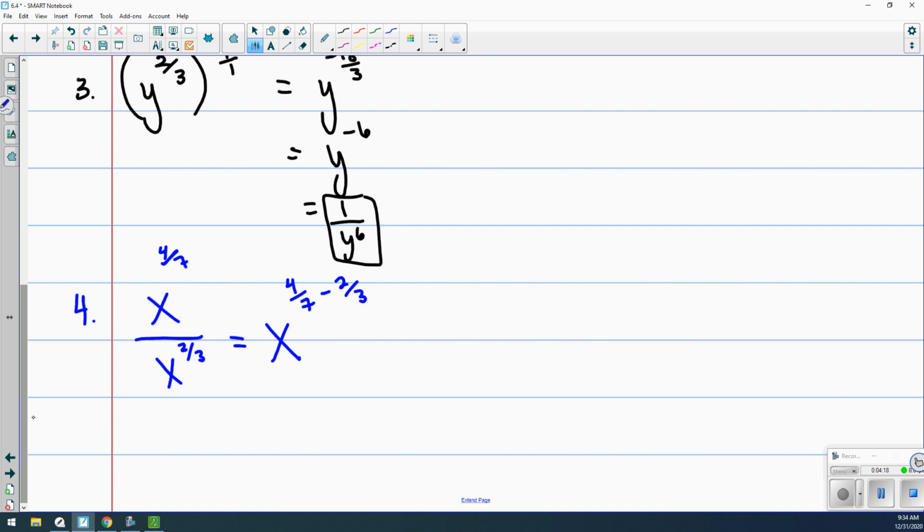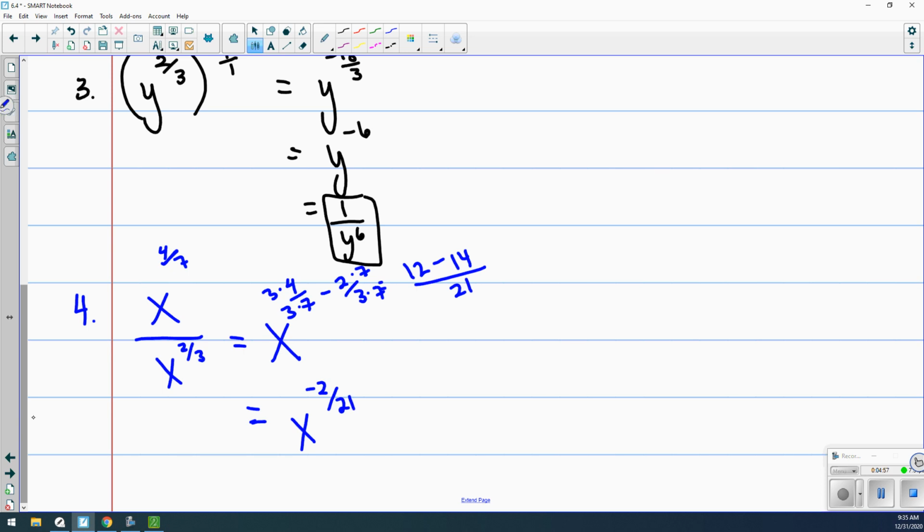4/7 minus 2/3. So I'm going to do this old school and do the fraction work myself. I'm going to create a common denominator. My common denominator would be 21. 7 times 3 is 21. Now I'd have to multiply 4 and 7 by 3s to make a 21 in the denominator. That gives me a 12. 2 and 3, I'd have to multiply each of those by 7 to give me a 21 in the denominator. So I'm looking at 12 minus 14. Okay, so again, that was just kicking it old school. x to the -2/21.